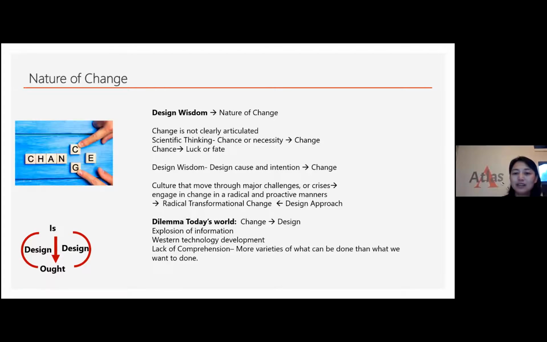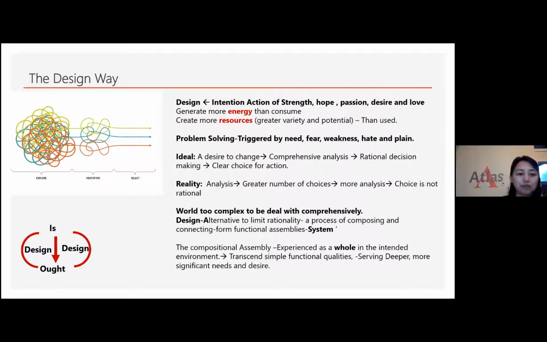So the ideal way of problem solving is that we collect all the information, we analyze, we make decisions. But in reality there's so much information we can hardly understand it. So we cannot really make the right decision. Most of the time it's just emotional and reactive, because the world is too complex to deal with comprehensively. This reminds me of how we have the comprehensive on Wednesday. It helps us to more comprehensively understand the world because it has become so complicated.